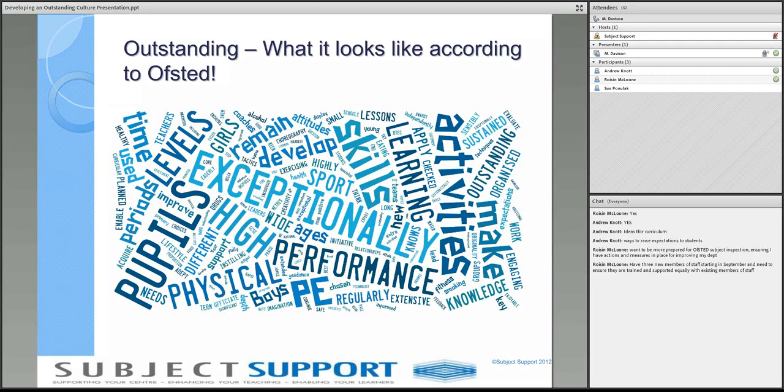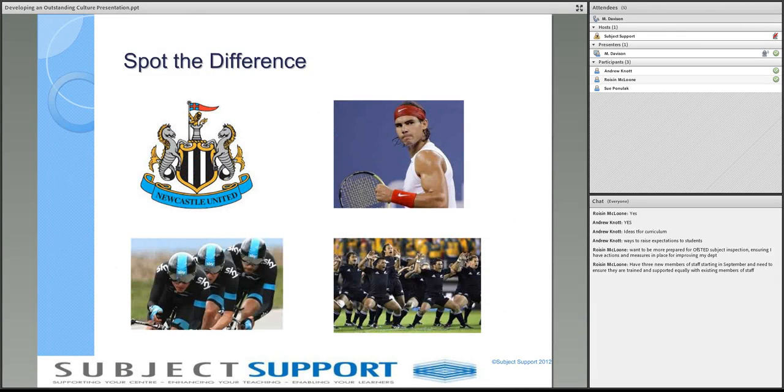So now that we have this baseline of what outstanding looks like and what Ofsted are looking for, we can link that to our learning culture. Before we do, I've got a little quiz for you. Spot the difference. We've got 4 pictures there, 2 at the top, 2 at the bottom, and over to you guys. Can you work out which one is the odd one out? I'll give you a minute or so. Let's see who gets the right answer.